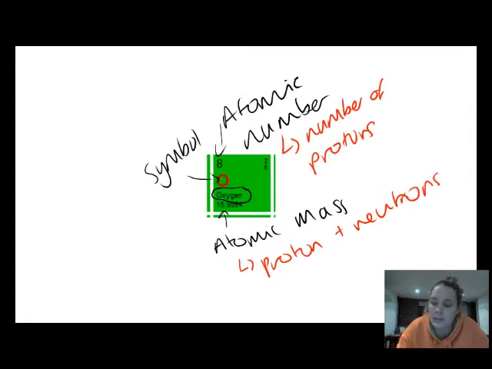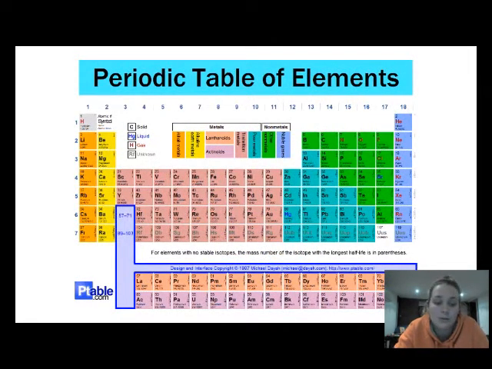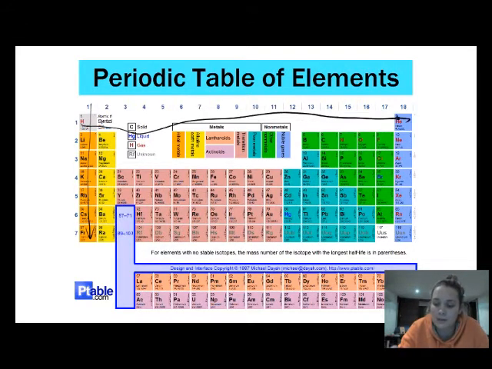So remember, if I just wanted to get protons by themselves, then I need to look at my atomic number. But if I want to know my number of neutrons, I can take my atomic mass and subtract my protons, because that'll leave me with my neutrons just by themselves. So if we go back to our periodic table, now you should know what your groups are, what your periods are, that the further down the periodic table you go, the bigger the element will be, the more shells it will have, and you should know how to read each element on the periodic table.